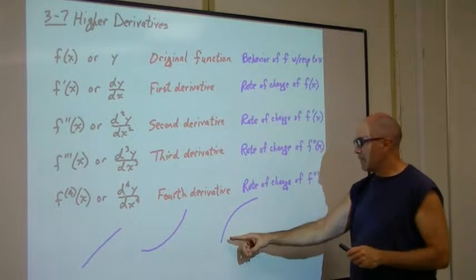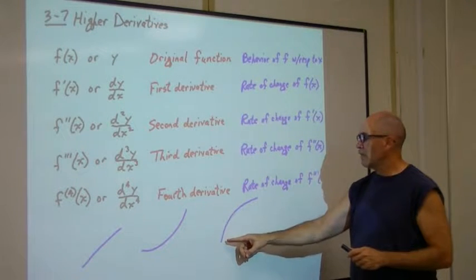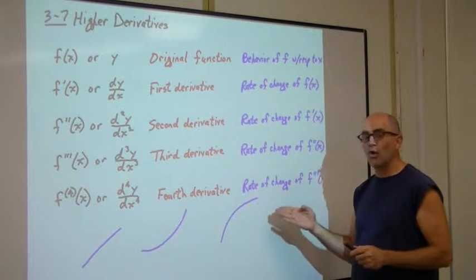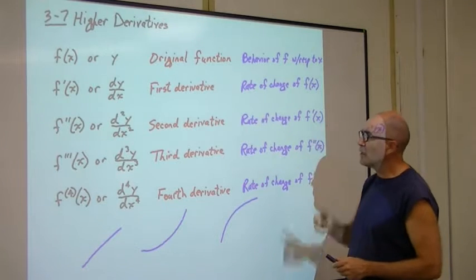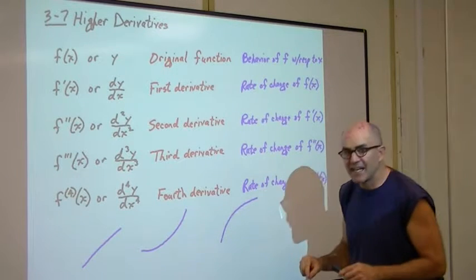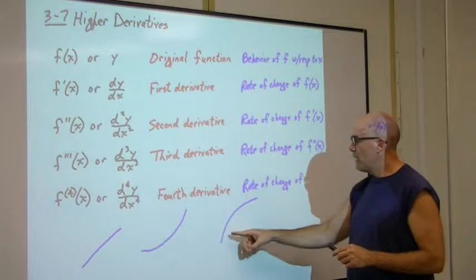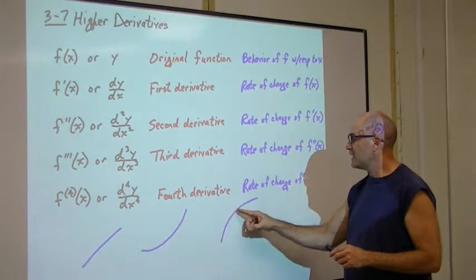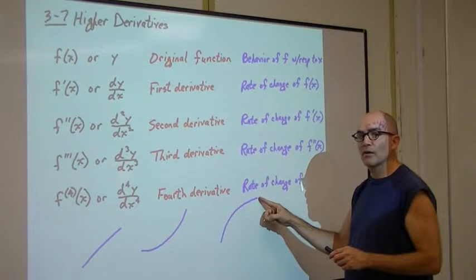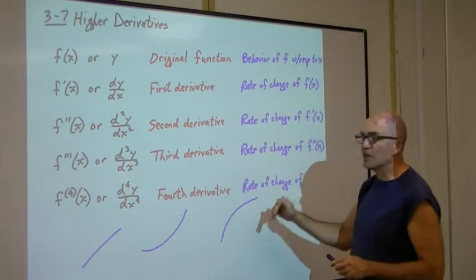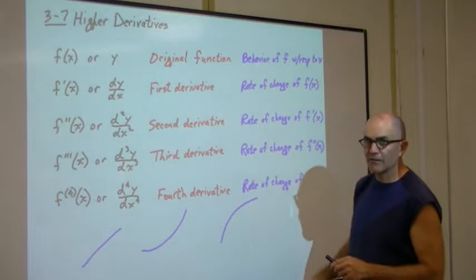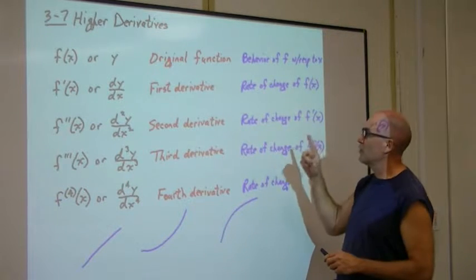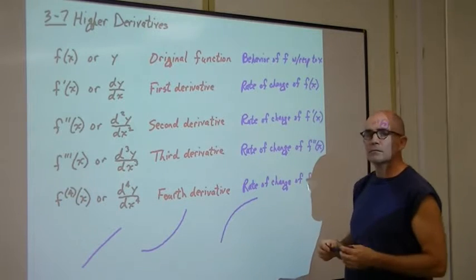Now, in this example, the first derivative is positive everywhere because it's a positive slope the whole way. But the second derivative is negative. How do I know? Because the first derivative is getting smaller and smaller. So that makes the second derivative negative. If the first derivative is decreasing, the second derivative is negative.